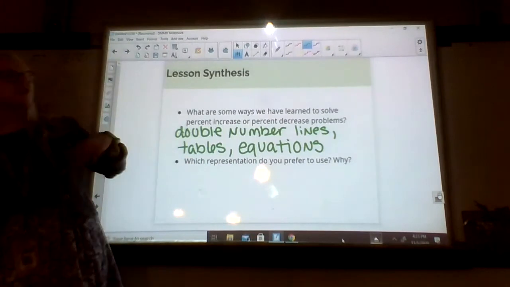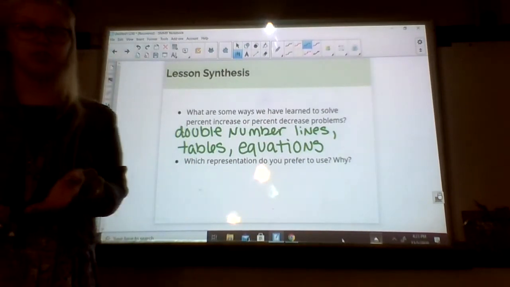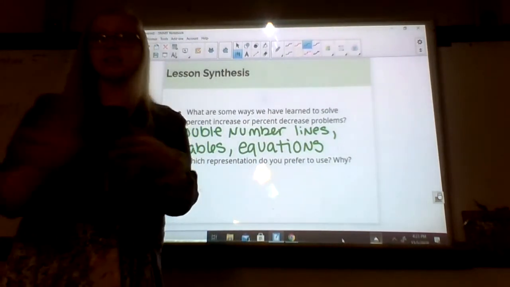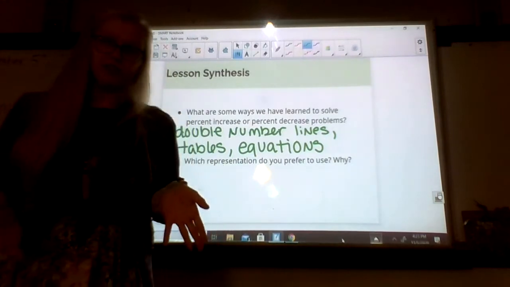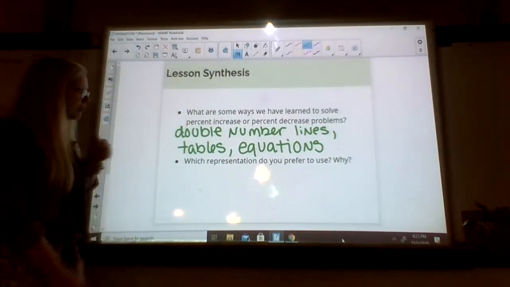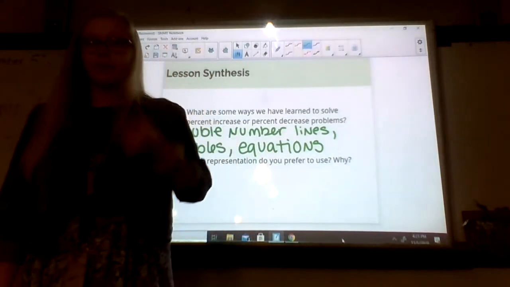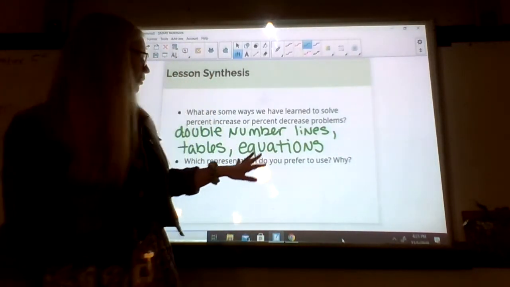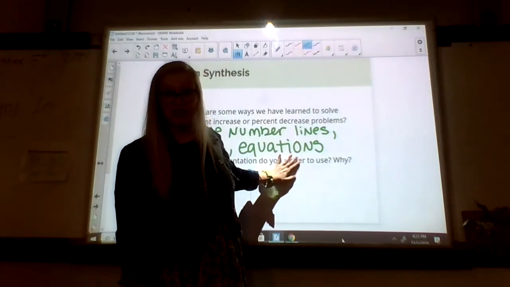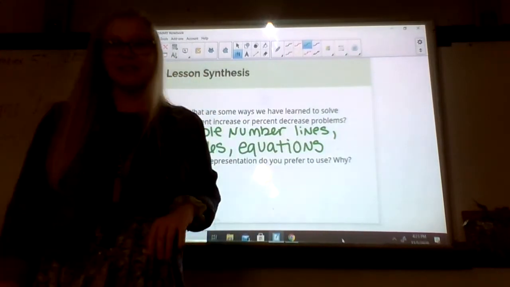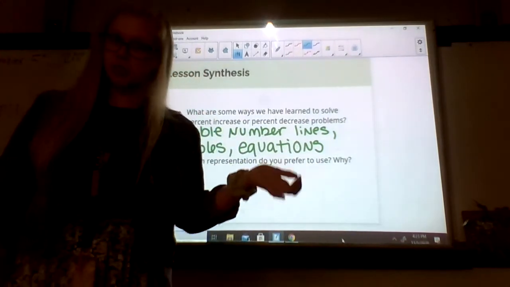Which representation do you prefer to use, and why? This is whatever your preference is. I really like tables and equations. That's me. I know I don't think anybody is really going to actually ask for equations, because that's what we missed last year during the quarantine.